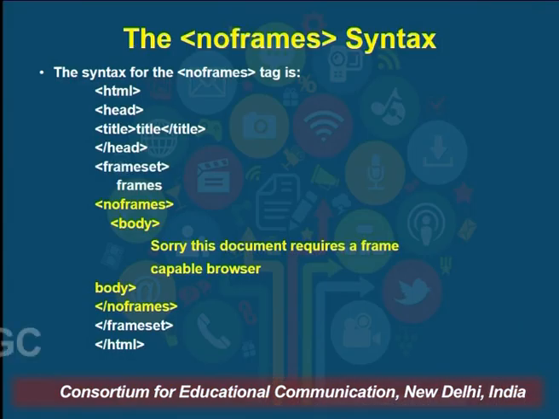So you can see here that in this case we have defined a frameset, okay, we have defined some frames in the frameset, and then we define a body in the noframes tag, and in this we define whatever message we want to give, that this document requires a frame capable browser, and then you close the noframes and then you close the frameset also. So actually the noframes tag will also be a part of your frameset only, but it will only be read by the browser if it does not read the frameset tag.